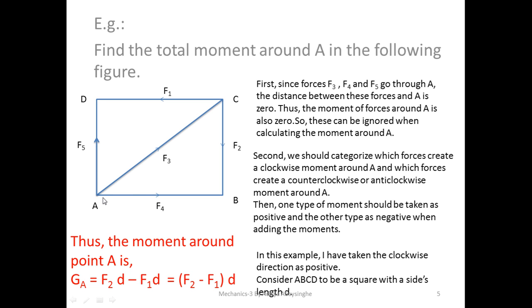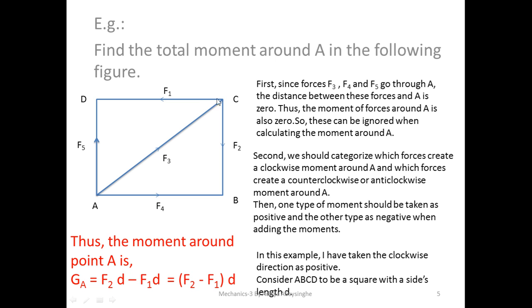The second step is that we should categorize which forces create a clockwise moment around point A and which forces create an anti-clockwise or counterclockwise moment around A. In this case, F5, F3 and F4 have been ignored and the only remaining forces are F1 and F2. Now F1, as I mentioned, has this line of action. You can extend it to infinity like this. The perpendicular distance between F1 and A is this distance AD or BC, because this is a rectangle.